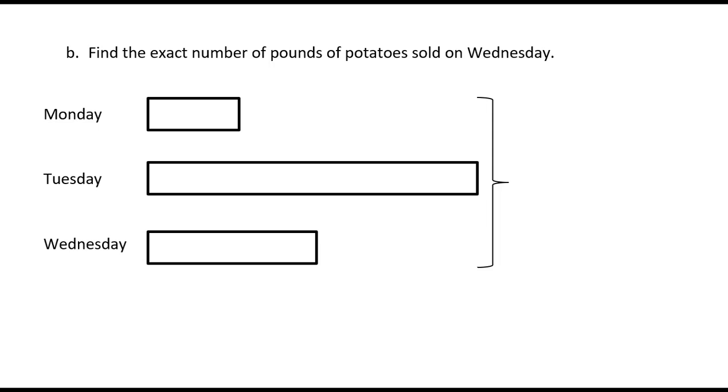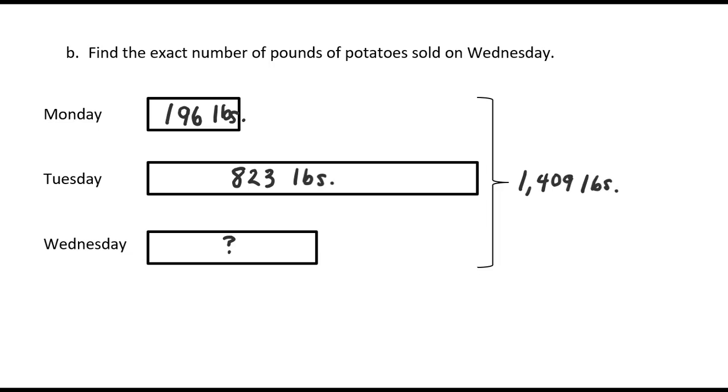Next, we're going to use the tape diagram to figure out exactly how many pounds of potatoes were sold on Wednesday. So let's fill in the information that we know. We know on Monday, they sold 196 pounds. And we know on Tuesday, they sold 823 pounds. We don't know how many they sold exactly on Wednesday, so we'll put a question mark there. We do know that the total number of pounds that they sold was 1,409.